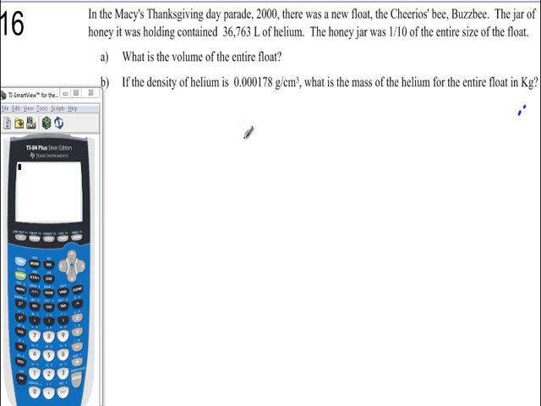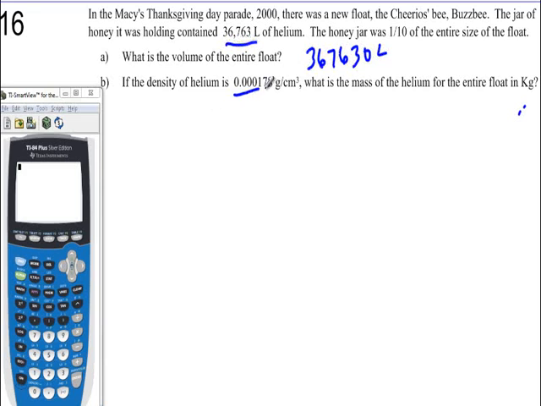The jar of honey it was holding contained 36,000 some liters of helium. If the honey jar was only 1/10 of the entire size of the float, okay, big float, what's the volume of the entire float? Well, this represents 1/10, and the whole float is going to be 10 times as much, so I can just add a 0. So it's that many liters.